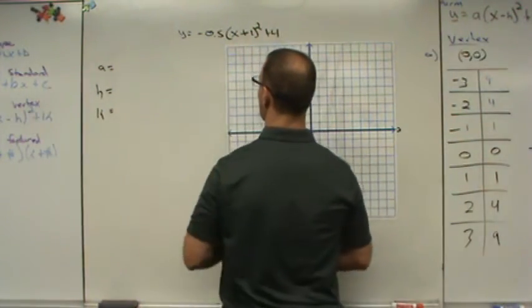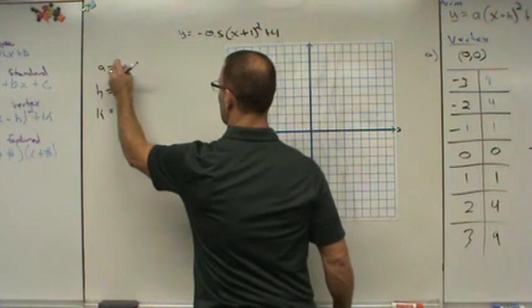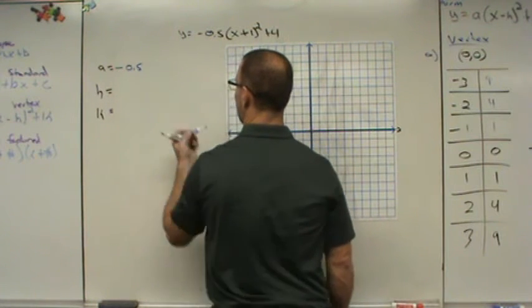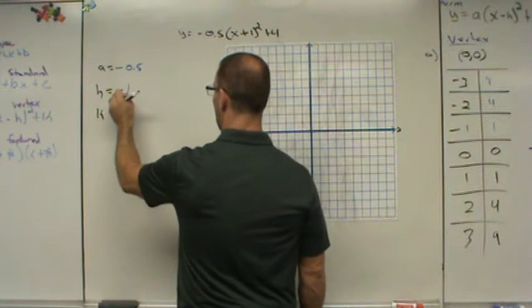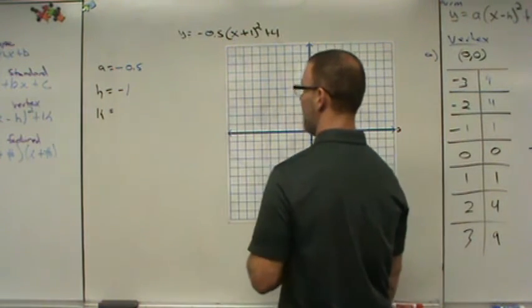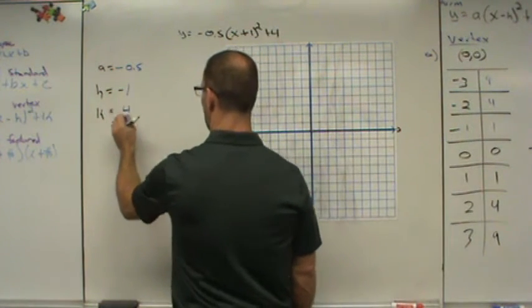What is my A value? Well, my A value is negative 0.5. What is my H value? Well, my H value is minus 1. What is my K value? My K value is positive 4.